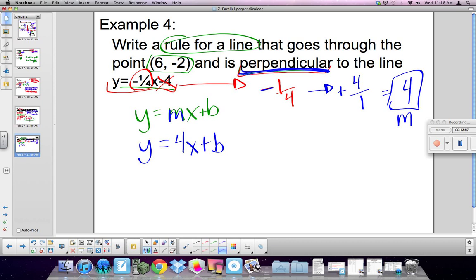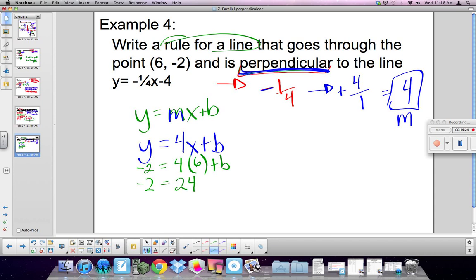Now I use what I know about finding b, which is I'm going to plug in this point 6, negative 2. So I'm plugging in the point 6, negative 2 here into my numbers x and y. And I'm going to solve for b, because my point 6, negative 2 has to work in this rule. Now I'm solving by simplifying, so I get 24 plus b. Subtract 24 from both sides. I get negative 26 equals b.